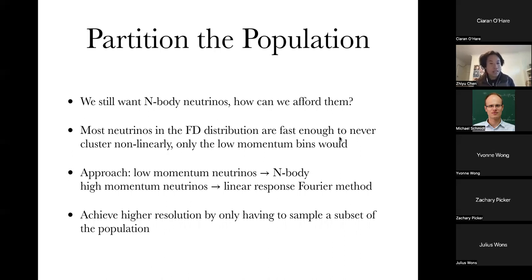And they never really cluster nonlinearly because they're so fast, their free streaming scale is huge. So they contribute almost nothing to what you want to look for. They cost you a lot and they don't give you back anything. So the most logical thing is to exclude them from the n-body treatment and keep them in the linear response Fourier method, and only target the low momentum neutrinos that are actually going to be nonlinear and will not cause you a lot of problems with high velocity. Then we can achieve high resolution by concentrating the limited computational resources on the subset of the population that will give us the most return in terms of looking at nonlinearity.